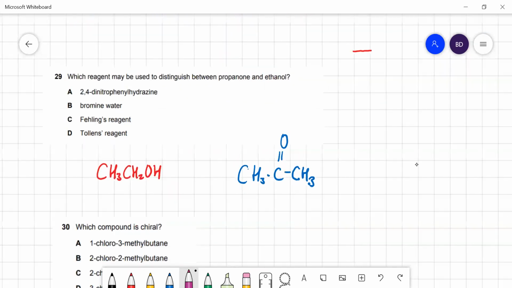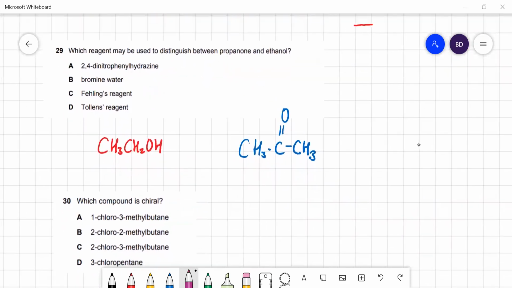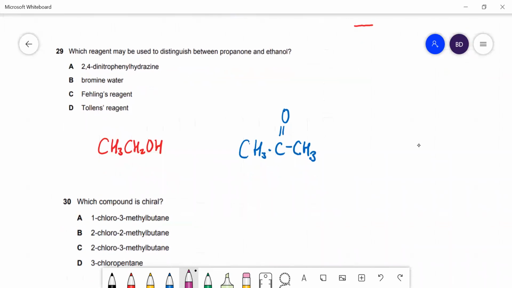29. Which reagent may be used to distinguish between propanone and ethanol? 2,4-dinitrophenylhydrazine is the answer, because that will only react with propanone. That reacts with ketones, doesn't it? With carbonyls only. Bromine water won't react with either of them. Fehling's reagent won't react with either, and Tollens' won't because they're not aldehydes. So A is the answer there.